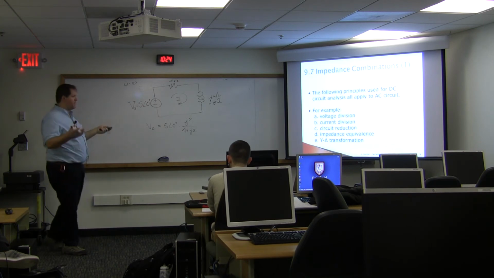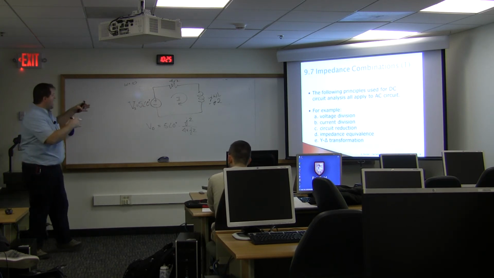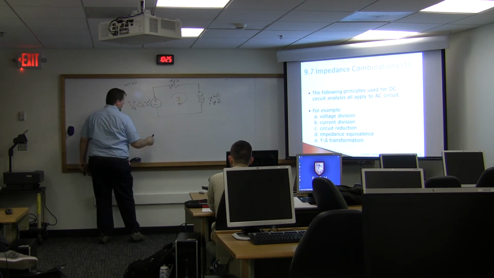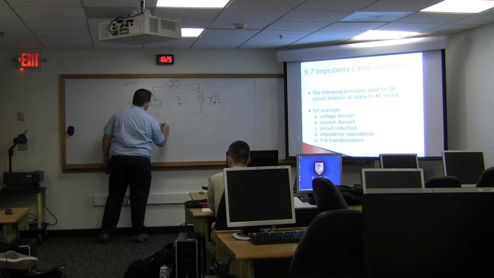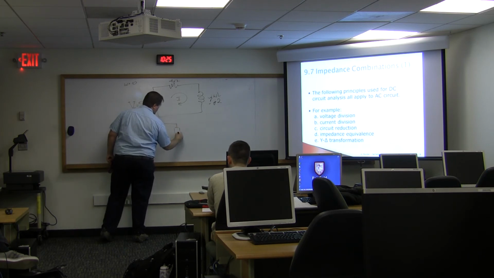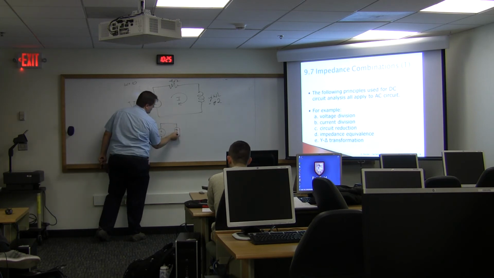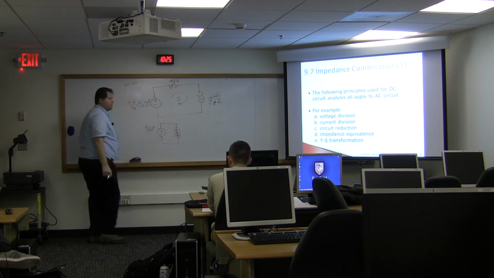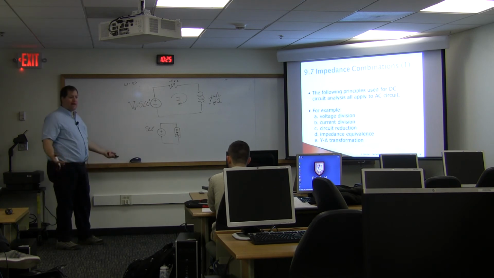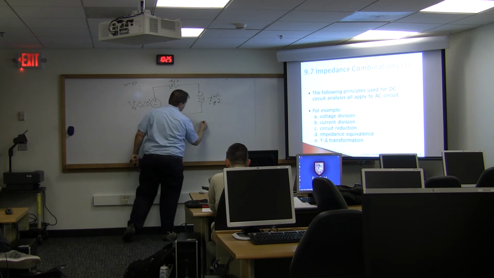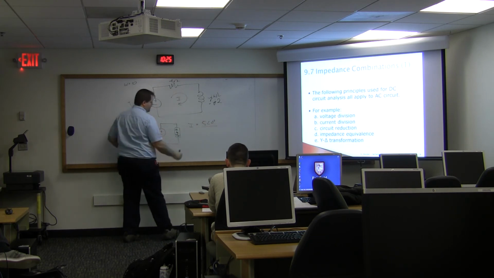Current division works. Same thing. Circuit reduction, I already mentioned. We could combine both of these. If I wanted to know I in this circuit, I could combine it into something like this, where this is 5 with an angle of 0, and I have an impedance of 4 plus j2. Right? So now I want to know I. What is I? Well, that's just V over Z, right? So I equals 5, angle of 0, divided by 4 plus j2.